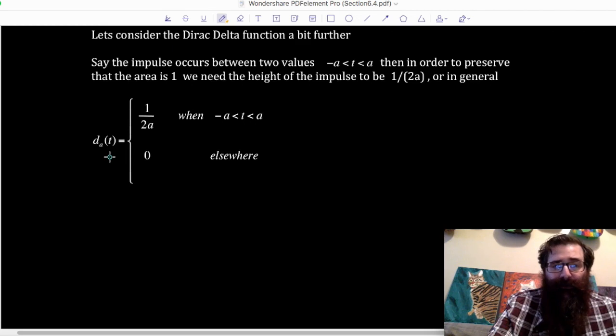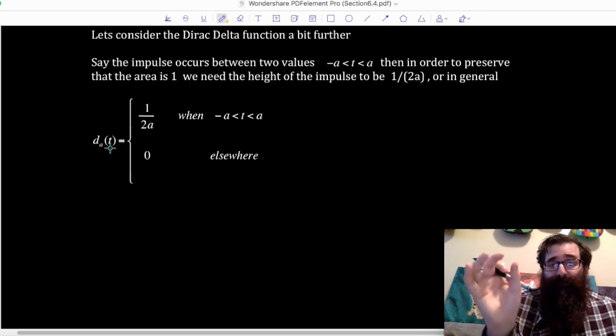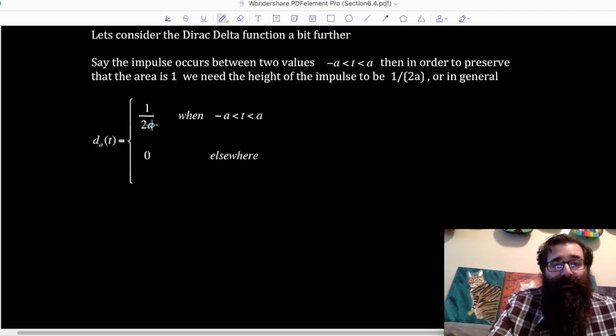We would define it in the following way, and here I've just changed my notation to a d sub a of t. Since it's no longer a spike happening at a singleton value, I have a range. And we'd say that the delta function takes on the value 1 over 2a on the range of values from negative a to a, but then 0 elsewhere.